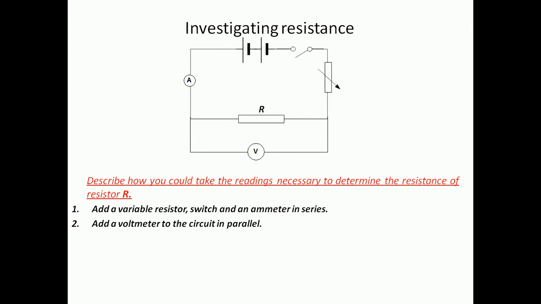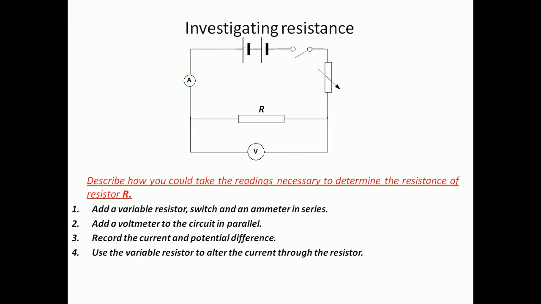Okay, so what do we do next? Well, then we simply need to record our current and potential difference using our ammeter and voltmeter. We then need to alter the current using the variable resistor. By altering the variable resistor, we will alter the current flowing through the resistor and therefore alter the potential difference.